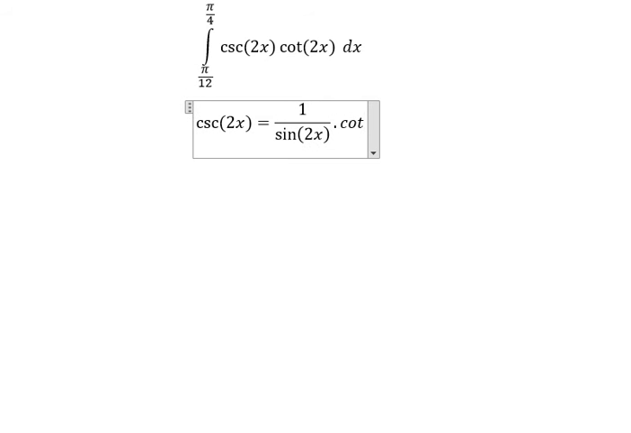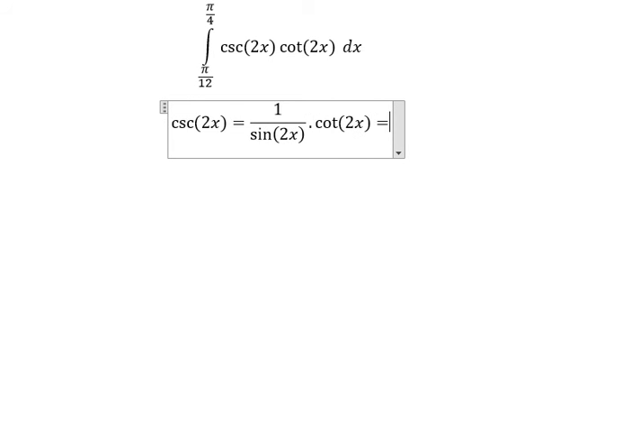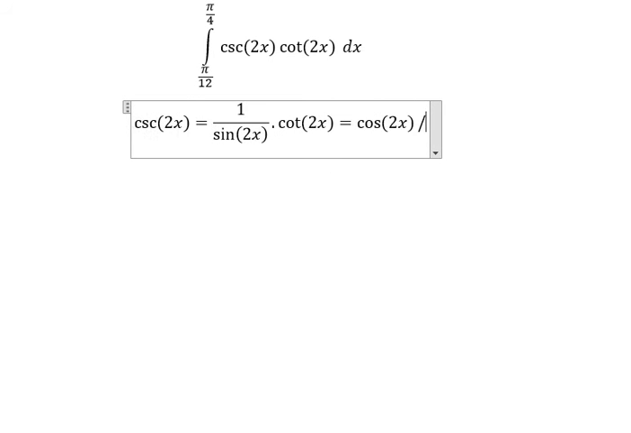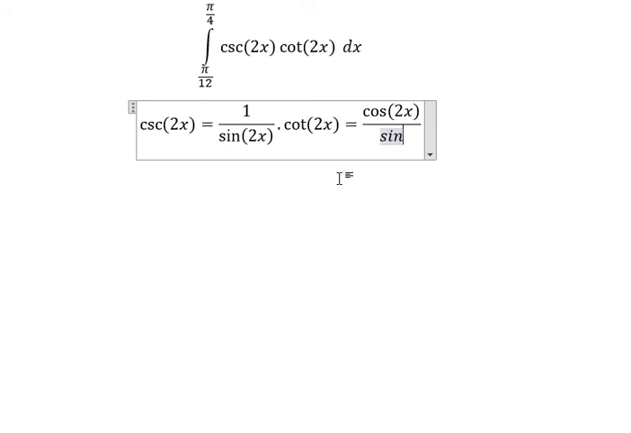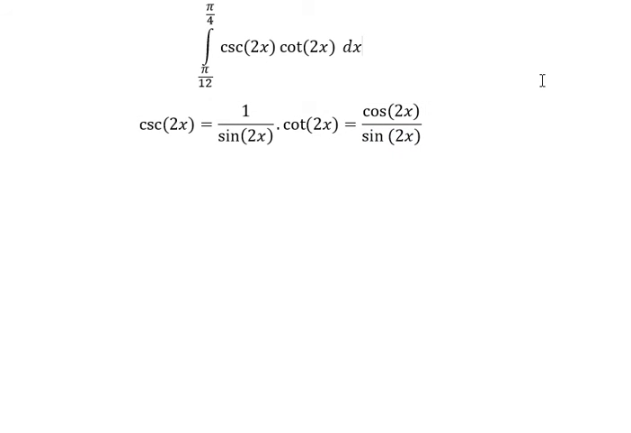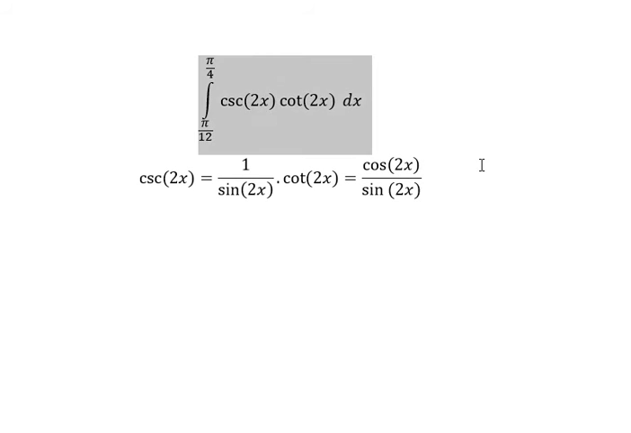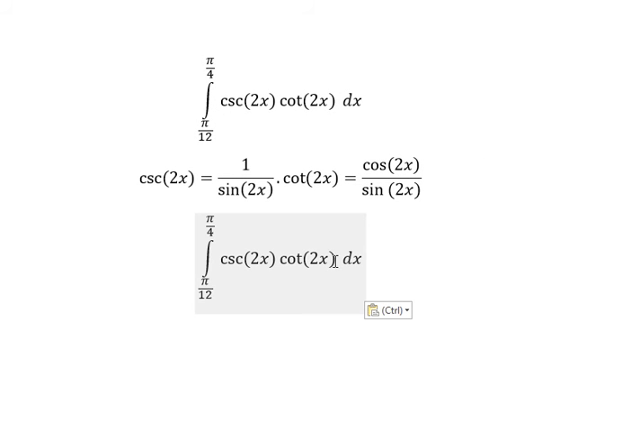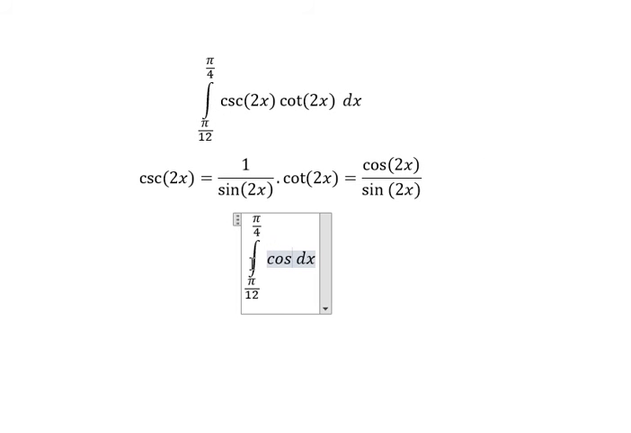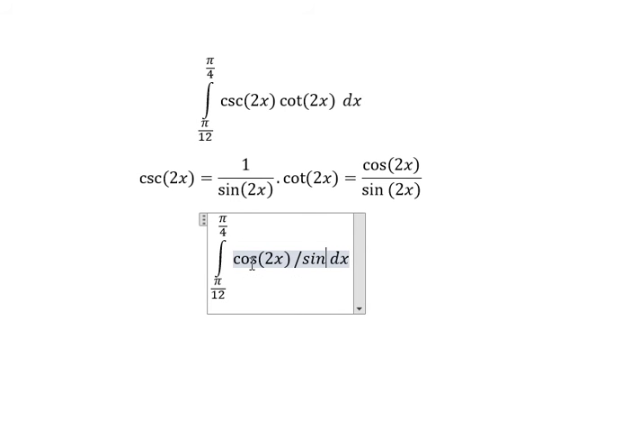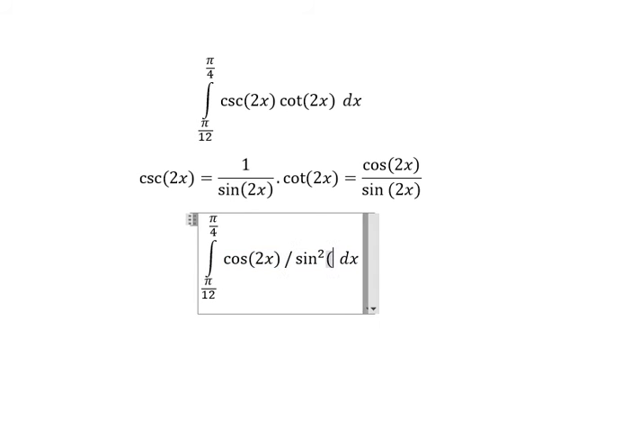First, we need to change csc 2x to 1 over sin 2x, and the next one, cot 2x, we need to change to cos 2x over sin 2x. So you will get a new one that should be cos 2x over sin 2x to the power of 2.